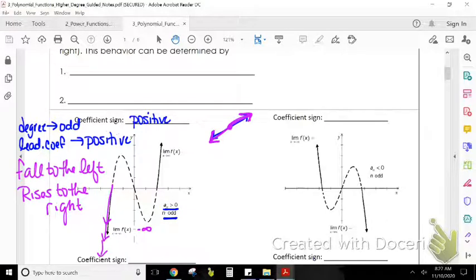All right, so the second one next to it says that a sub n is less than 0, so that means our leading coefficient is going to be negative. And it told us that n is odd. So I'm going to erase what I have right here.